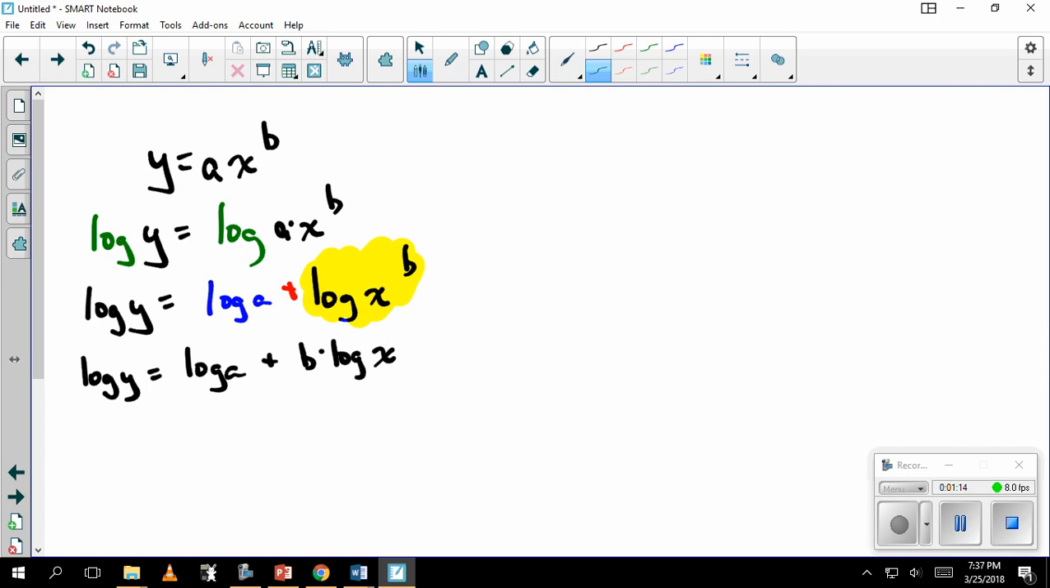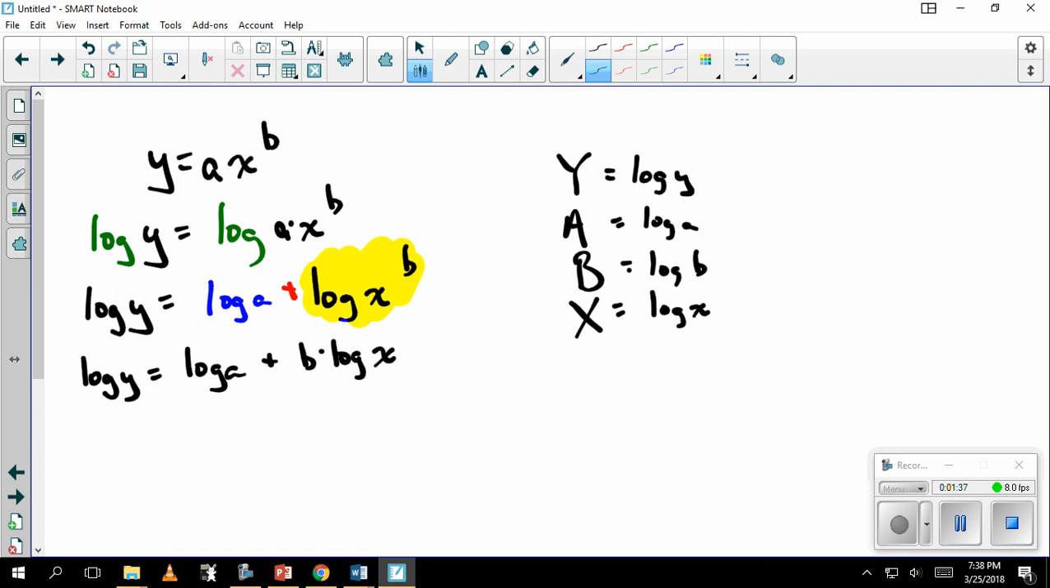And it looks okay, except it's kind of confusing with all those logs. So I came up with my own little definition. I'm going to let capital Y represent the log of little y, capital A represent the log of little a, and capital B represent the log of little b. Oh, capital X could represent the log of little x for no real reason, except I think that'll make my life a little easier. So over here where it says the log of y, I'm going to write a capital Y, log of a, capital A, and then I've got a little b and a capital X.